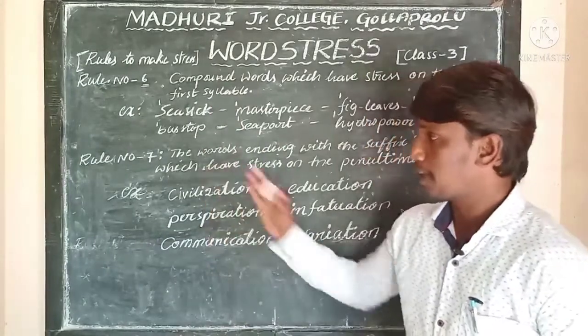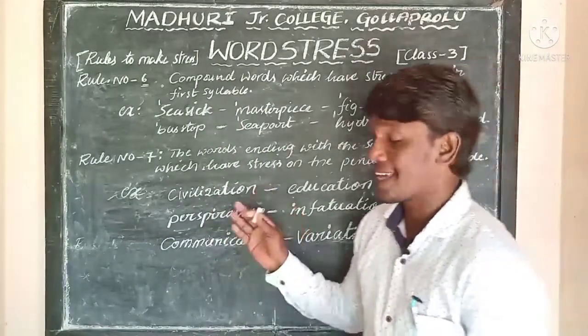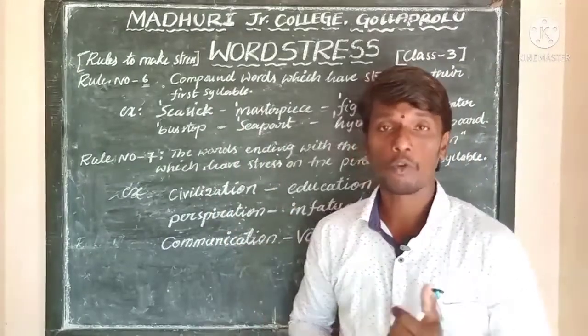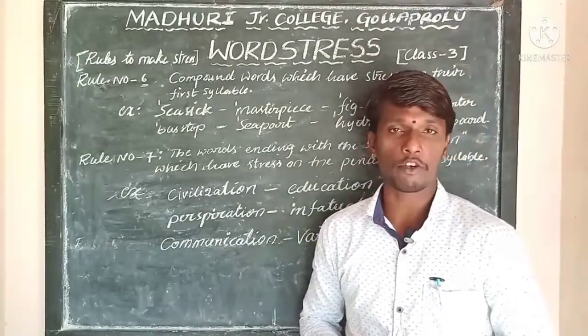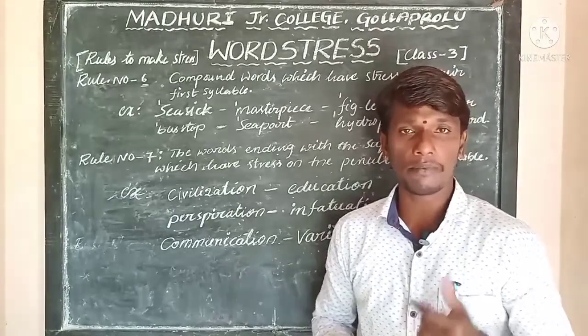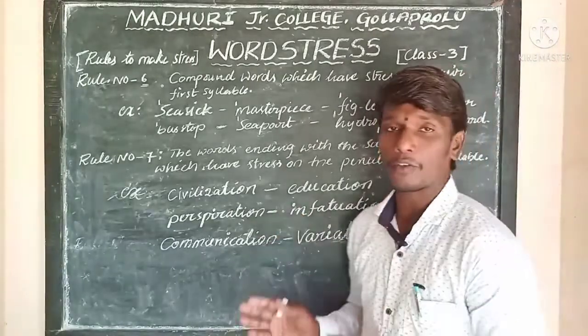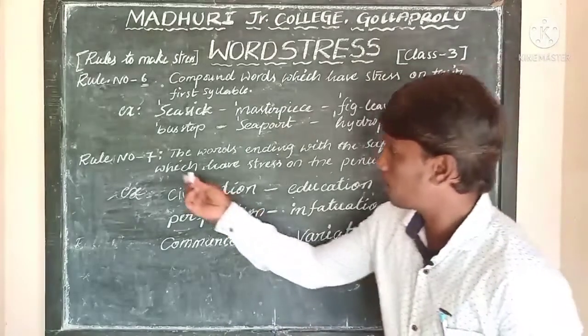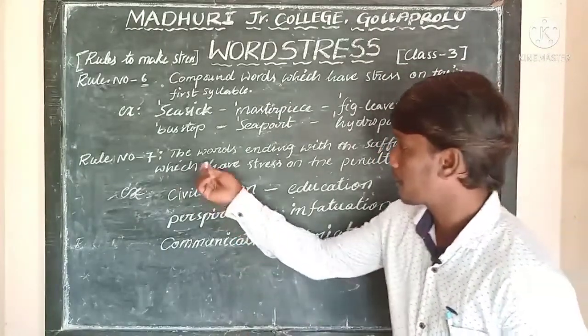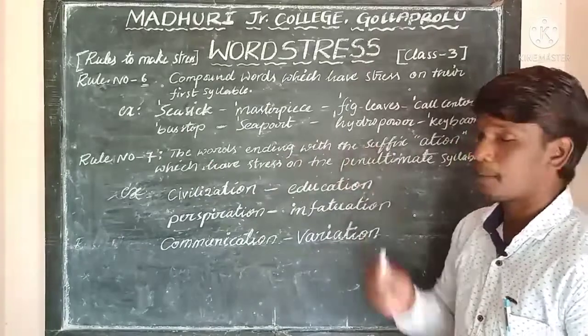Now moving on to rule number 7. This is very, very important. In the previous examination paper, most of the words were given from rule number 7. So it is better to have a look at rule number 7 thoroughly. Rule number 7 talks about words ending with a suffix.